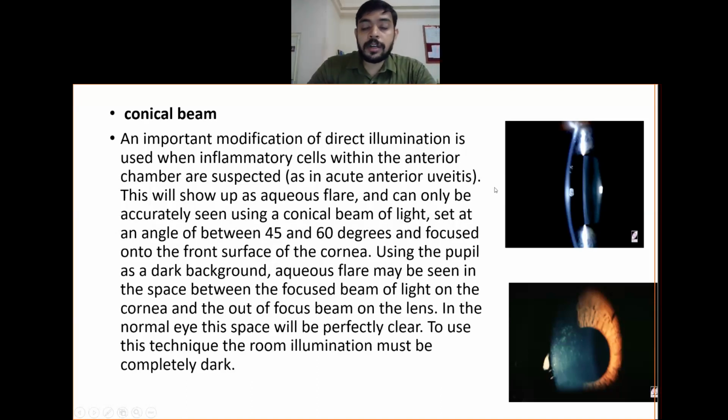So the conical beam employs the principle of the Tyndall effect, and we will be able to observe the cells as well as flare in the anterior chamber. We will be projecting a beam of light onto the anterior chamber. We will be considering the black portion, the pupil, as the black background, and we will be observing the pathway of the projected light, and whether there are any moving particles on the pathway of the light.